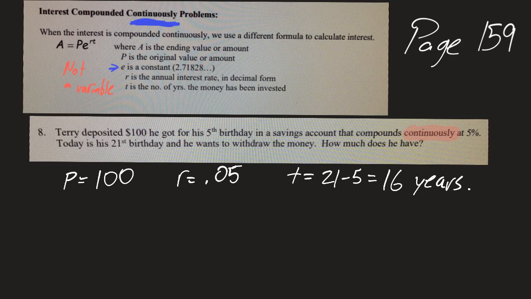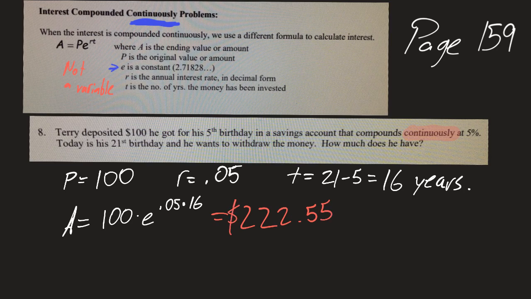Let's just plug everything in real quick into this formula and see what it looks like. His final amount, A, is going to be equal to 100 times E to the 0.05 times 16. Let's punch that in a calculator and see what we get. When I plugged this in, I got $222.55. So that $100 after 16 years has a little more than doubled.